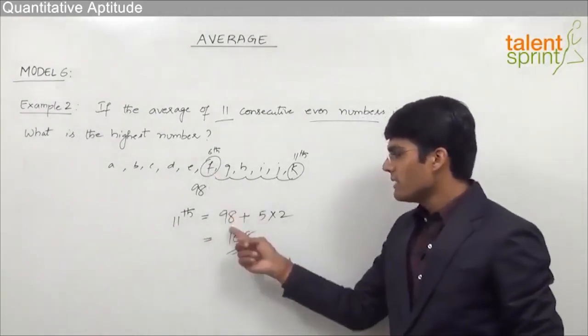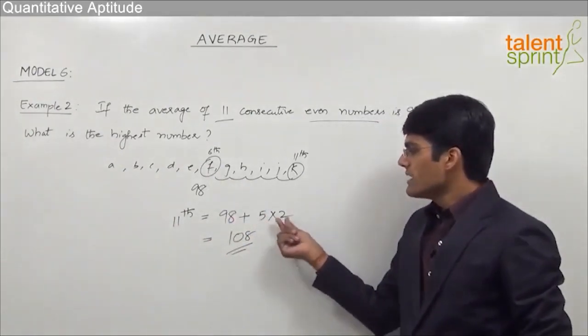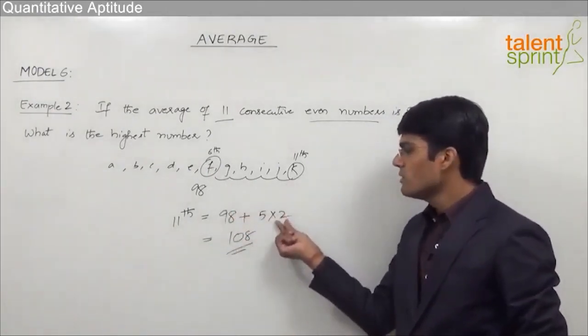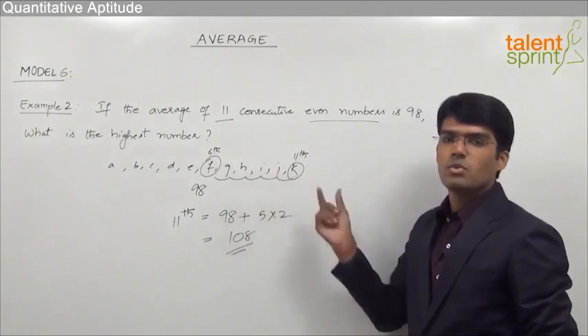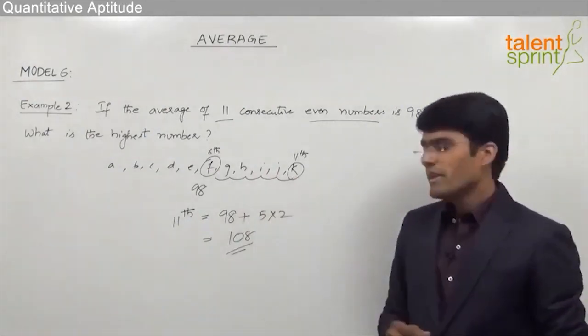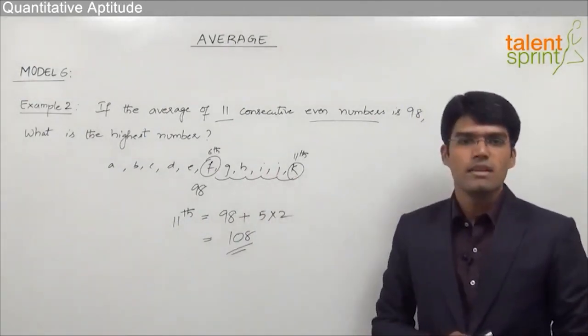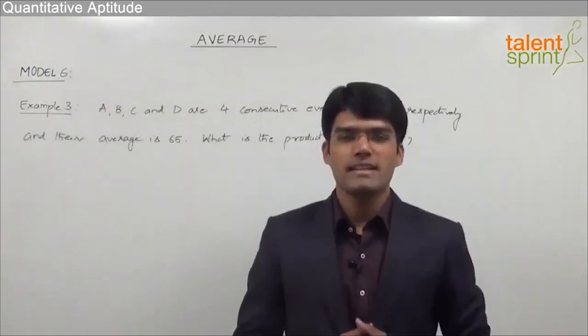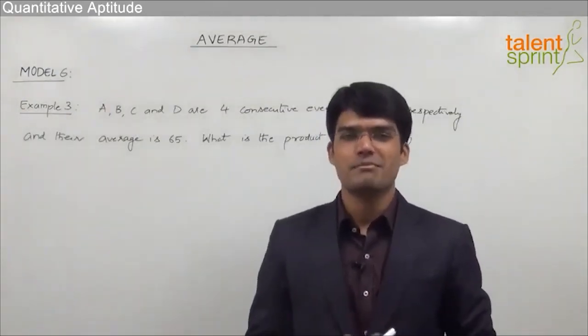98 is the 6th number and 5 into 2 is nothing but the number of numbers which we have after the 6th number, and 2 is the difference between each two consecutive numbers. So we can directly say that the highest number will be 108 without writing any steps. Let us now take another example based on consecutive even numbers.